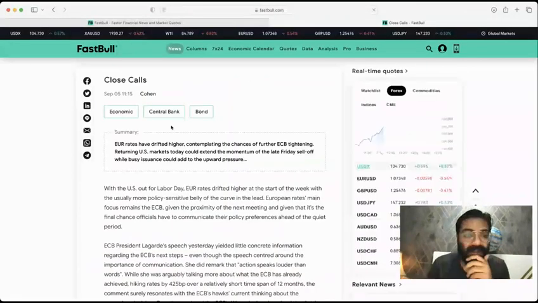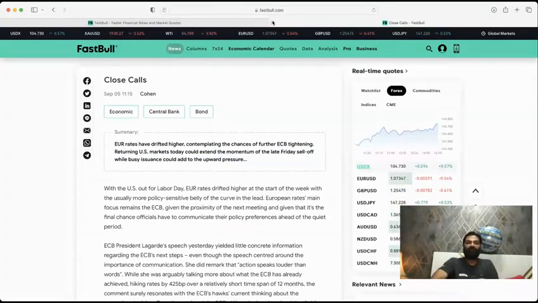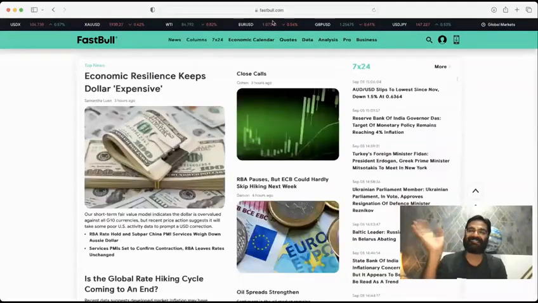Close call. Euro rates have drifted higher, contemplating the chances of further ECB tightening. Returning US markets today could extend the momentum of the late Friday sell off, while busy issuance could add to the upward pressure. I don't think so. Euro is not tightening up. I think this news just needs to be rectified. A new news will come after this that euro rates have not drifted higher anymore because the dollar index has screwed it up.